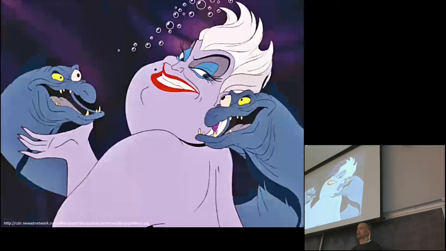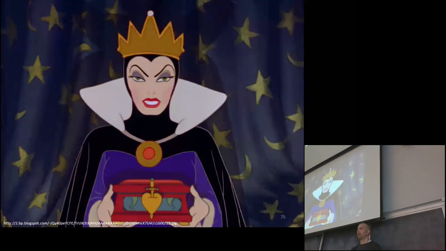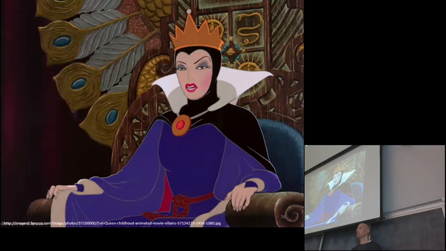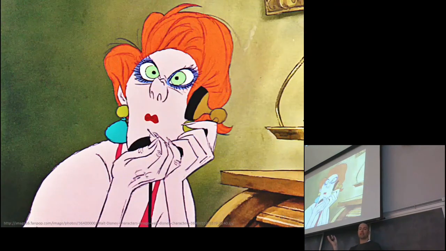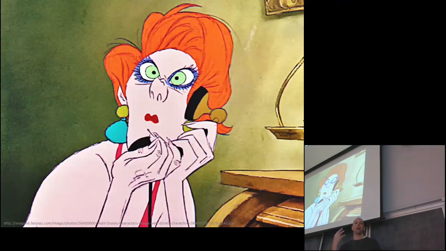Here we got Ursula from The Little Mermaid. And once again, notice what she has. Pale face, darkness around the eyes, super red lips. Here's the Queen from Snow White. Once again, pale face, darkness around the eyes, ruby red lips. These Disney villainesses do not know how to do their makeup. It's just way too much. And it's almost every single villain will have this.